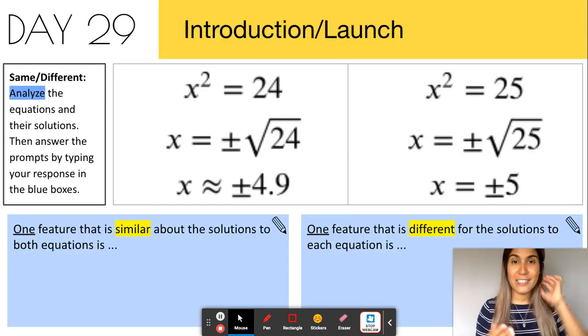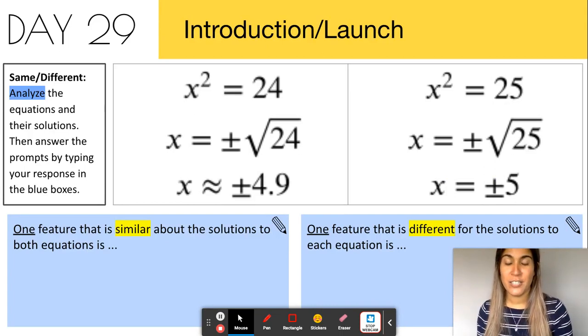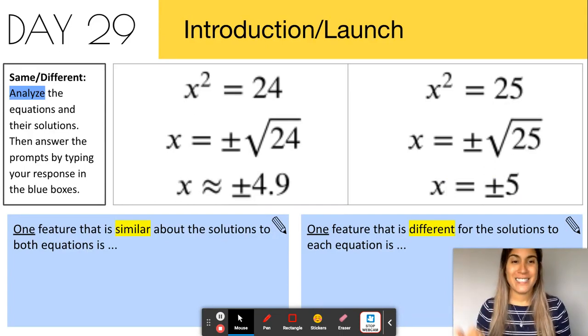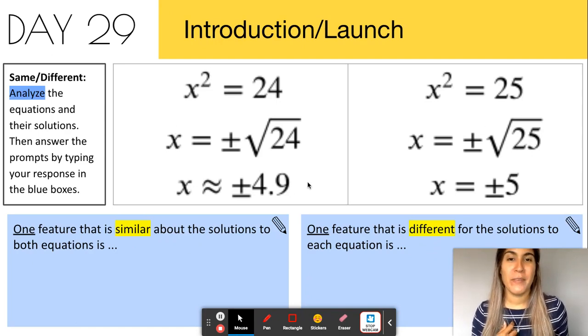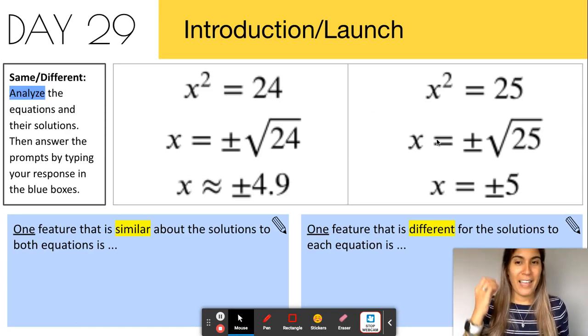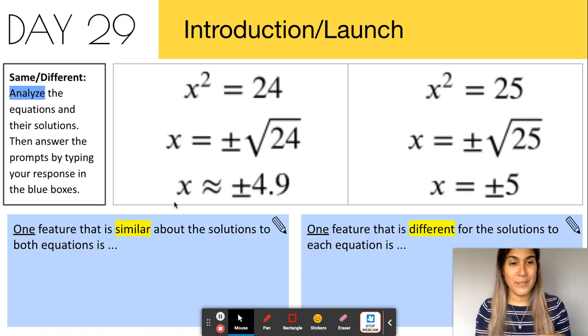So finally, in their introduction launch, they are going to have to analyze these two equations. So I've highlighted here similar and different. These are words that our students might have already learned and are easy to identify. So one thing that is similar, one thing that is different. So they will be able to work through this, keeping in mind that they're looking for similarities and differences.